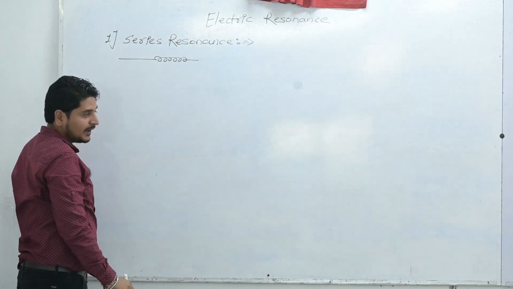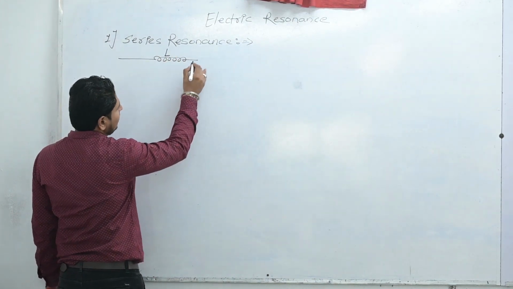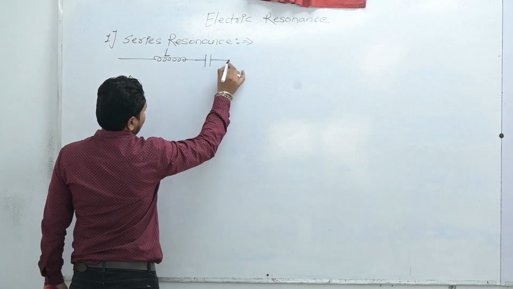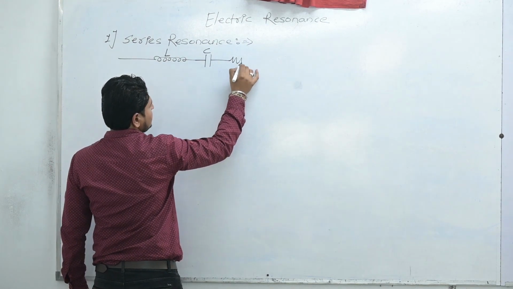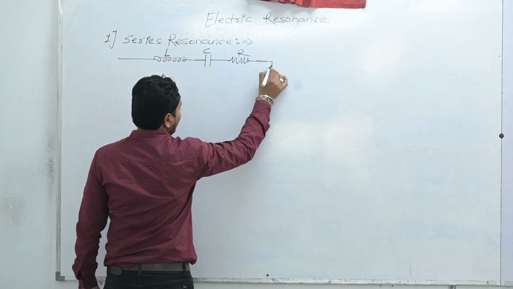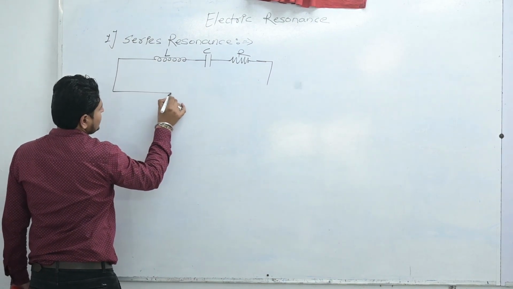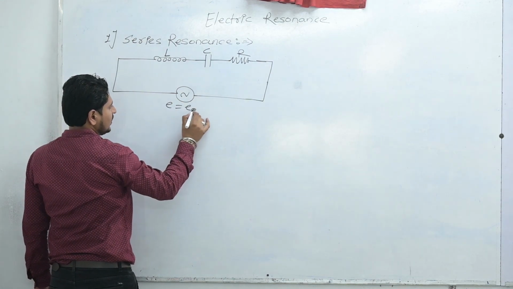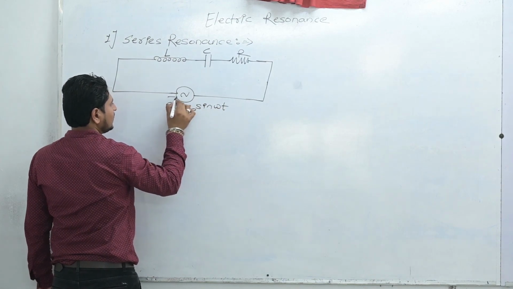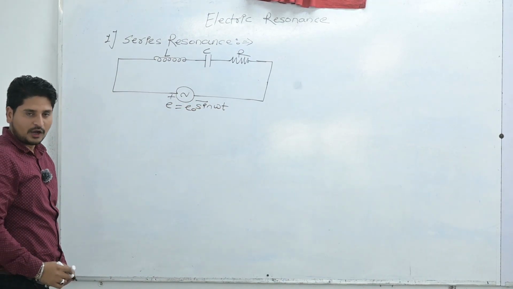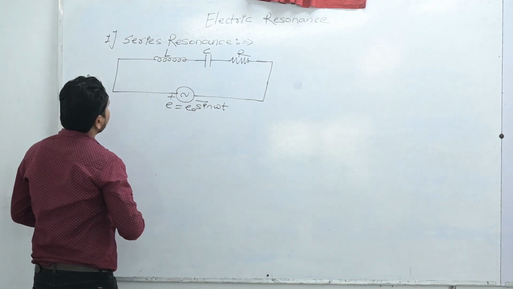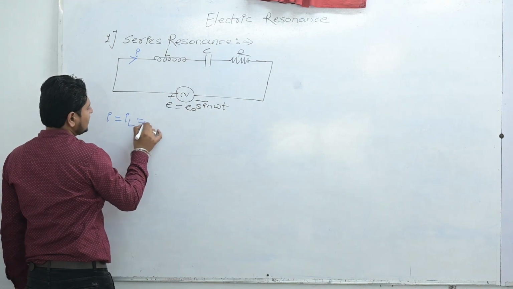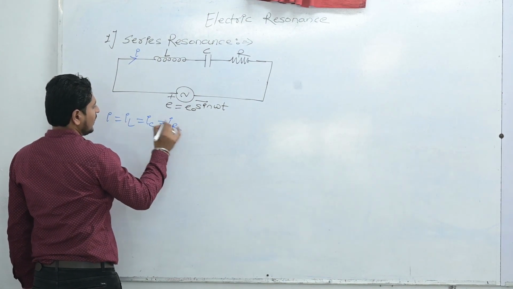of inductance L, an ideal capacitor, we consider that is ideal capacitor, that is C, and a pure resistance of resistance R are connected across the alternating source of EMF, that is E is equals to E naught sine omega t. Now this is a series combination, and in series combination the current should be same, so I is equals to IL is equals to IC is equals to IR.